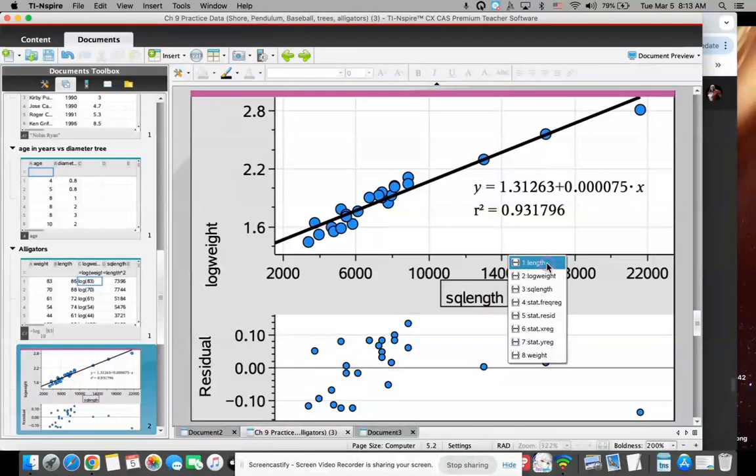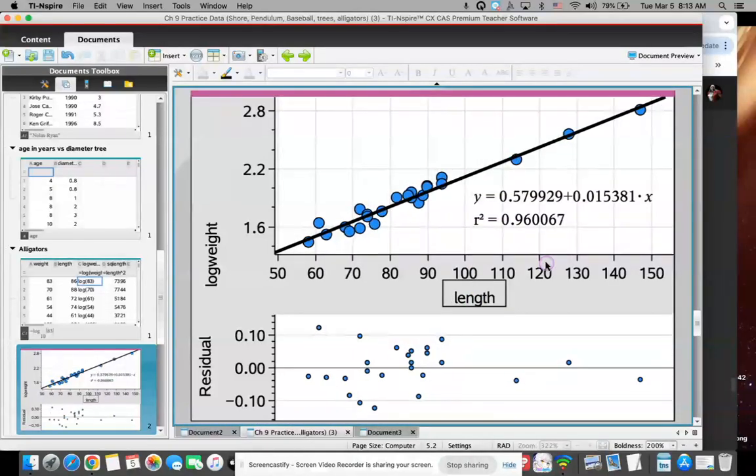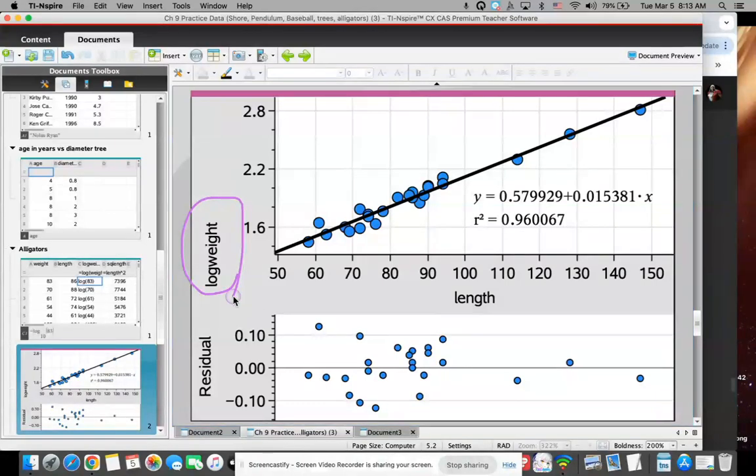Let's go back to just regular length. And that's what I want. Okay, so my model is log weight equals 0.579929 plus 0.015381 times the length. So that's my model. But it's log weight. So how would I make a prediction?